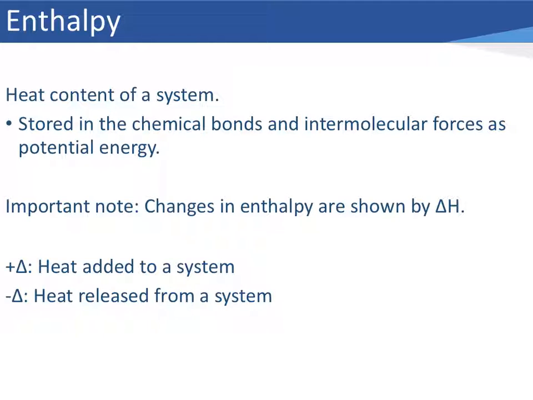Let's remember a term from Chem 2 if you were with us, or a new term if you weren't, called enthalpy, which is essentially the heat content of a system, or energy content of a system, stored in the chemical bonds and intermolecular forces as potential energy. Changes in enthalpy are shown by delta H. If I have a positive delta H, heat or energy is being added to the system. If I have a negative delta H, heat is being released from the system. We'll be familiar with those terms as we move forward as well.